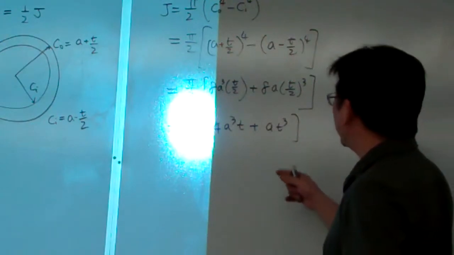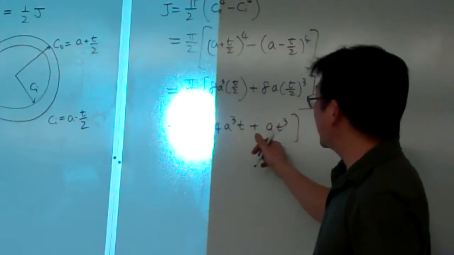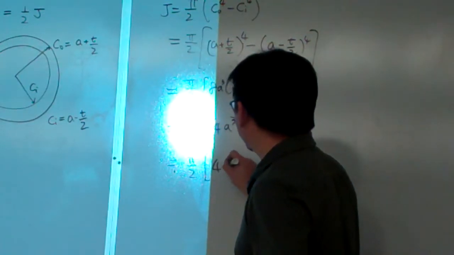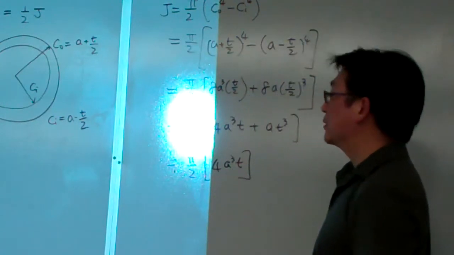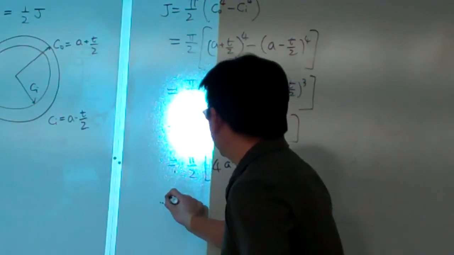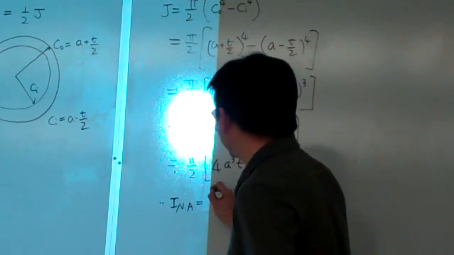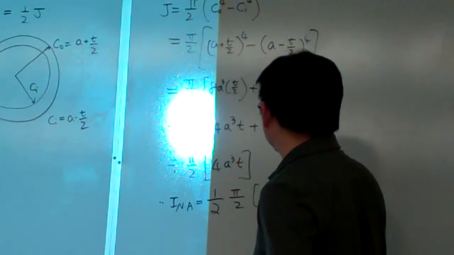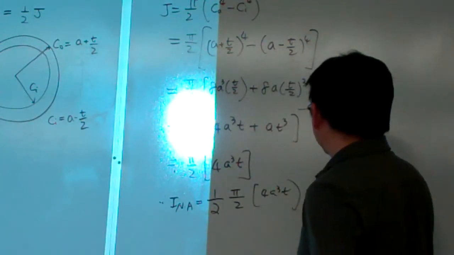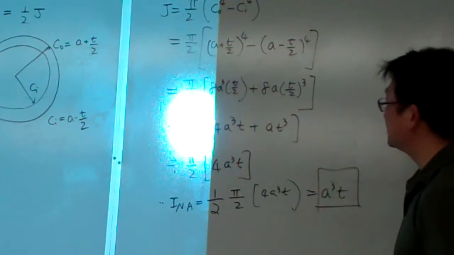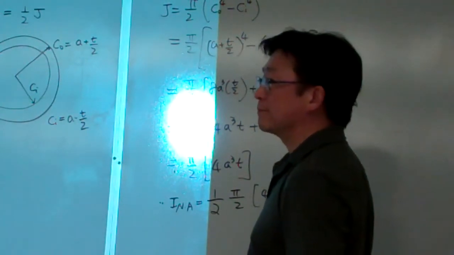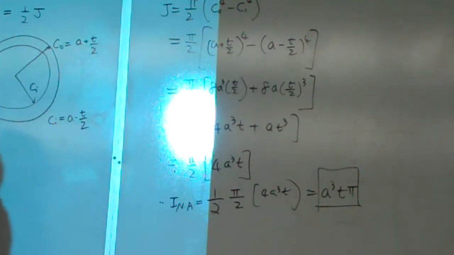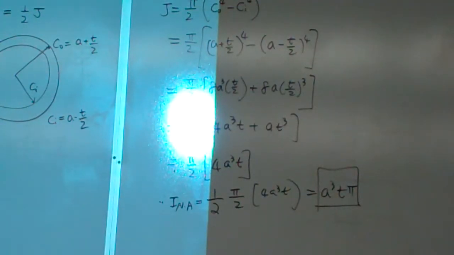Okay. And now, compared to the dimension, a is much bigger than t. So this approximately equals pi over 2 times 4a cubed t. Therefore, the moment of inertia about the neutral axis is 1/2 of this one. So that is a squared t. Wouldn't the pi still be there? Oh, pi, yes. So this one is equal to pi times a cubed t.